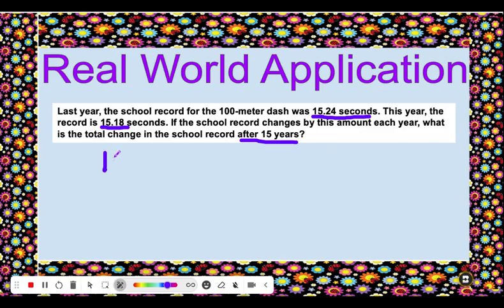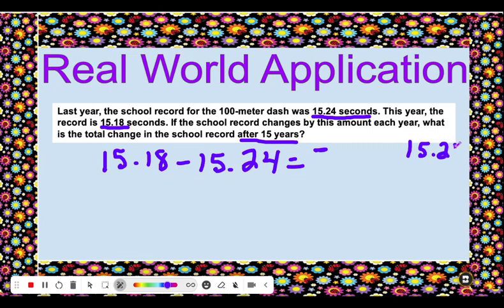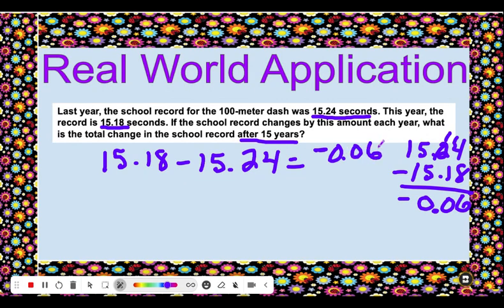So first, let's find what the change was. So we're going to take 15.18 minus 15.24. Okay, so I know I'm subtracting. I know it's going to be negative. So it's 15.24 minus 15.18. 14 minus 8 is 6. 1 minus 1 is 0. So it'd be negative 0.06 or 6/100.